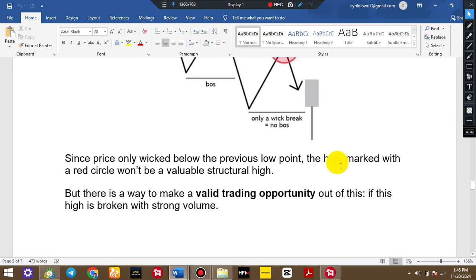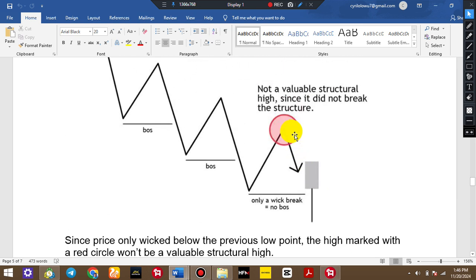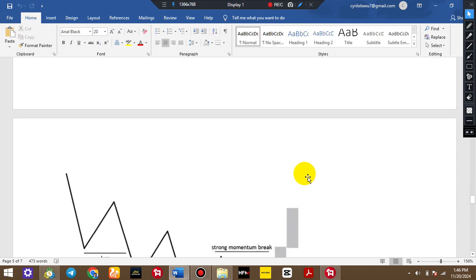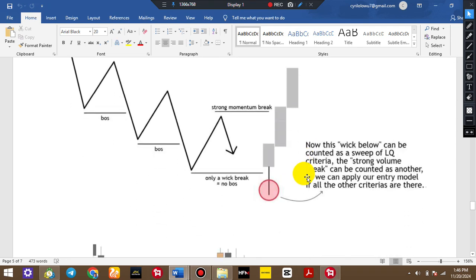Since price only wicked below the previous low point, the high marked with a red circle won't be a valuable structural high, but there is a way to make a valid trading opportunity out of this. If this high is broken with a strong volume, it shows that price has done what? Price has changed its face from bearish to bullish.